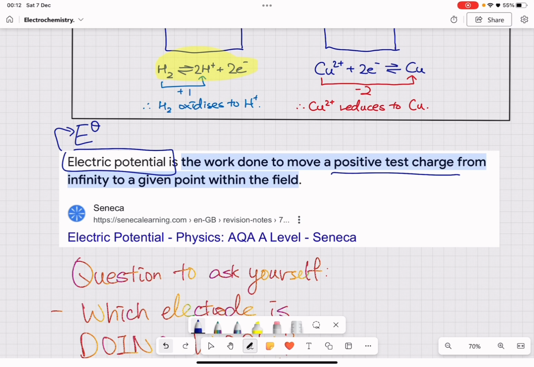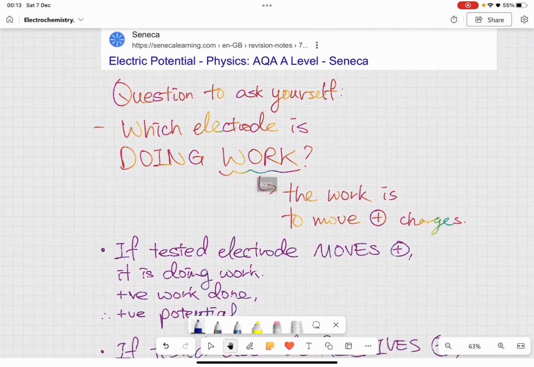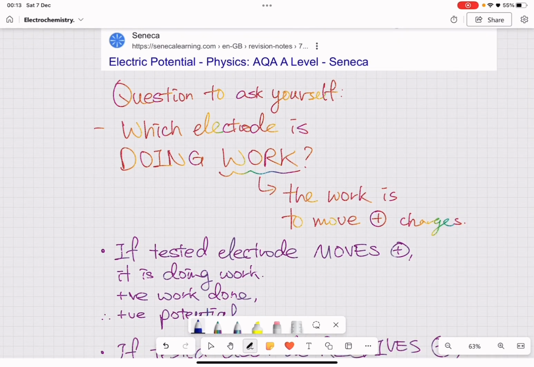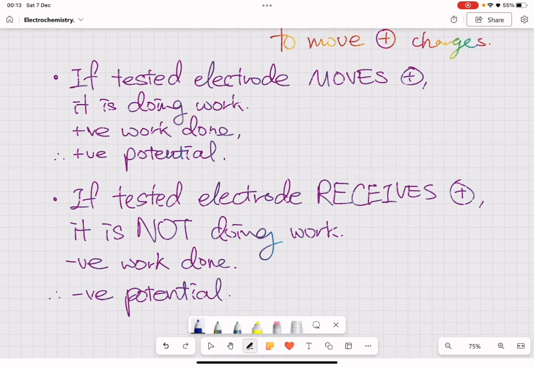Well, a positive test charge, that could mean a proton, right? And what does a current move? Also a proton, from the positive to the negative terminal. So now the question to ask yourself is, which electrode is doing the work? And what I mean by this is, which electrode is moving the proton, aka the positive charge? So just keep this in mind.